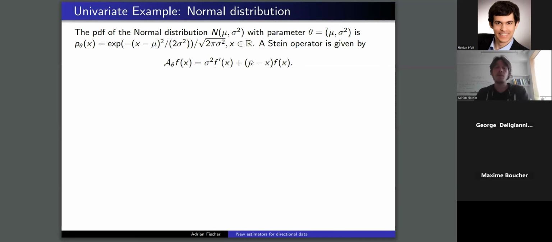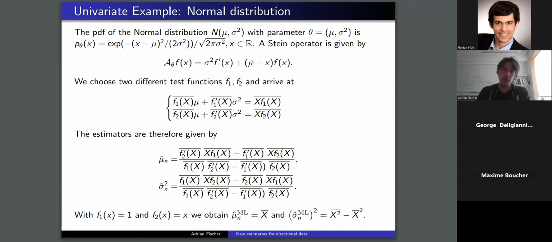Now, since we have two parameters to estimate, mu and sigma squared, we choose two test functions, f1 and f2, and we arrive at these two equations, which is just a system of linear equations in the parameters mu and sigma squared, which we can solve explicitly for any two test functions f1 and f2. Thus, for any choice of test functions, we get a different estimator for mu and sigma squared, certainly under some technical assumptions on f1 and f2. For example, if we choose as f1 the constant function and as f2 the identity, we get the standard estimators for the normal distribution.